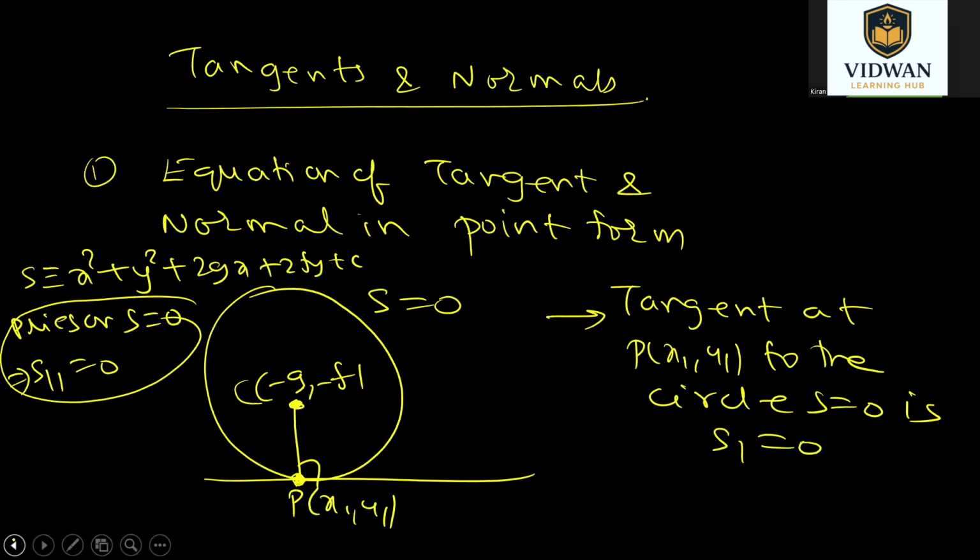So this first form is the point form. There are 2 other forms, like slope form and parametric form. So we'll discuss that.